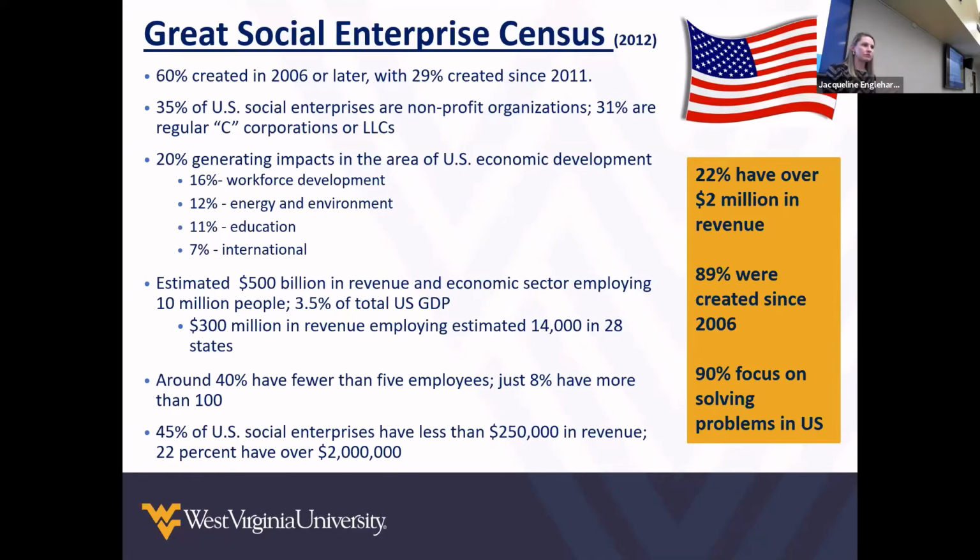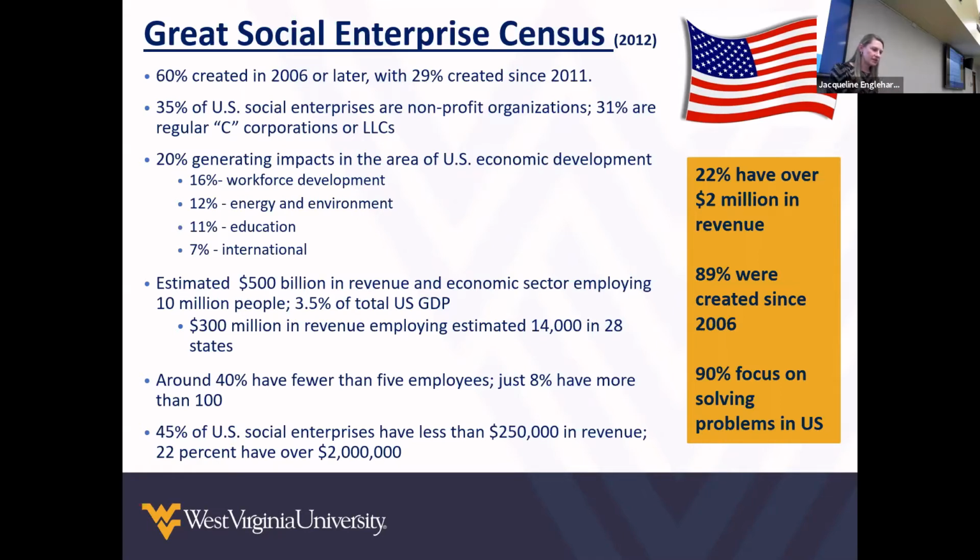We see that 40% have fewer than 5 employees, but just 8% have more than 100. And so you're going to range in size, ranging from 250,000 in revenue to 22% having over 2 million. So, a little less than half are operating on a real kind of modest scale. No one's in this to try and get super rich. They're doing this because they saw a need in their community. They could start a business and employ folks to fix it.